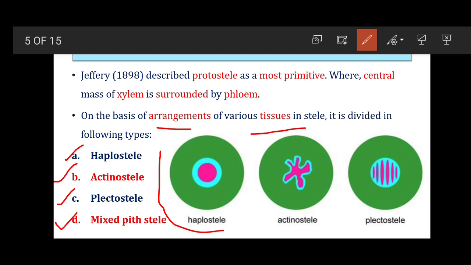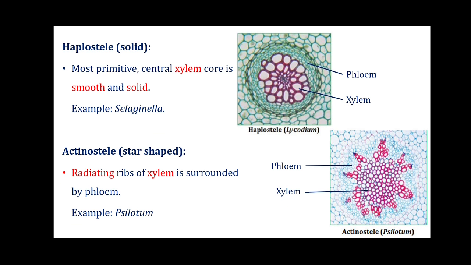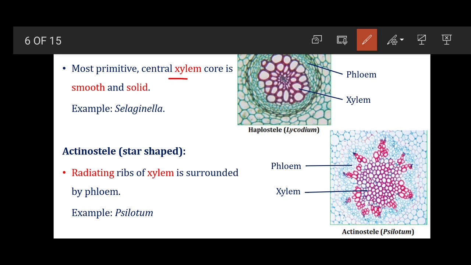In this diagram, you can see a representation of haplostele, actinostele, and plectostele. The pink color represents xylem element, and the sky blue color surrounding it represents the phloem element. Now let's first discuss the haplostele. It is the most primitive type, where the central part is the xylem, and it is surrounded by a phloem element.